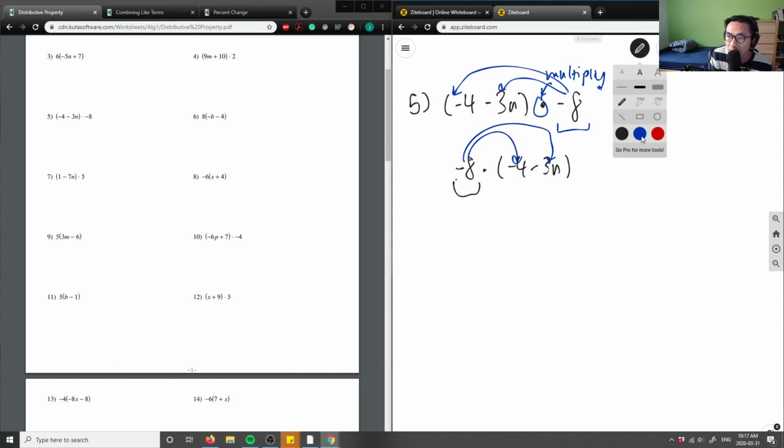So now let's solve, right? Negative 8 times negative 4, we have 8 times 4 equals 32. The two negatives cancel out, so we have positive 32. In this case, we don't have to write plus, because it's the first number, we can just write 32. And then what do we have left? We have negative 8 times negative 3. The two negatives make positive, so 8 times 3 is 24. So this would be positive 24, and then the n here. So again, 32 plus 24n would be our answer.